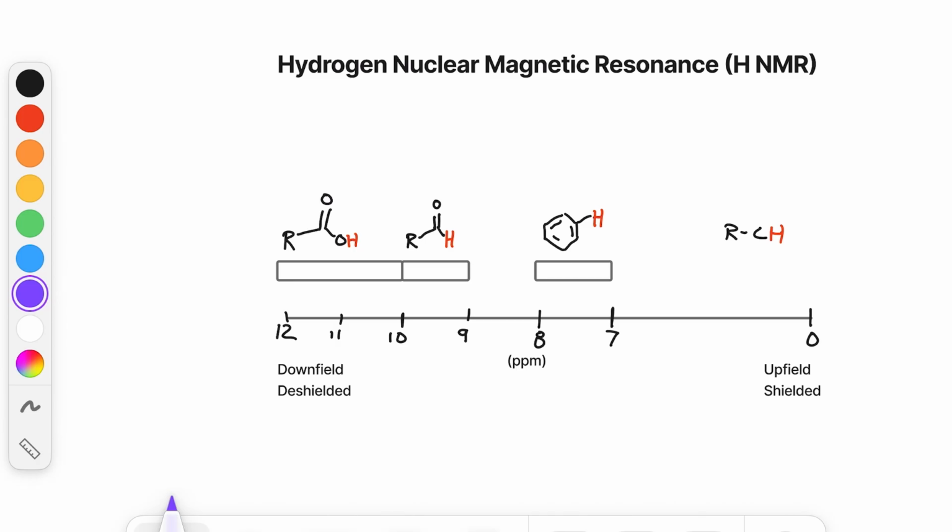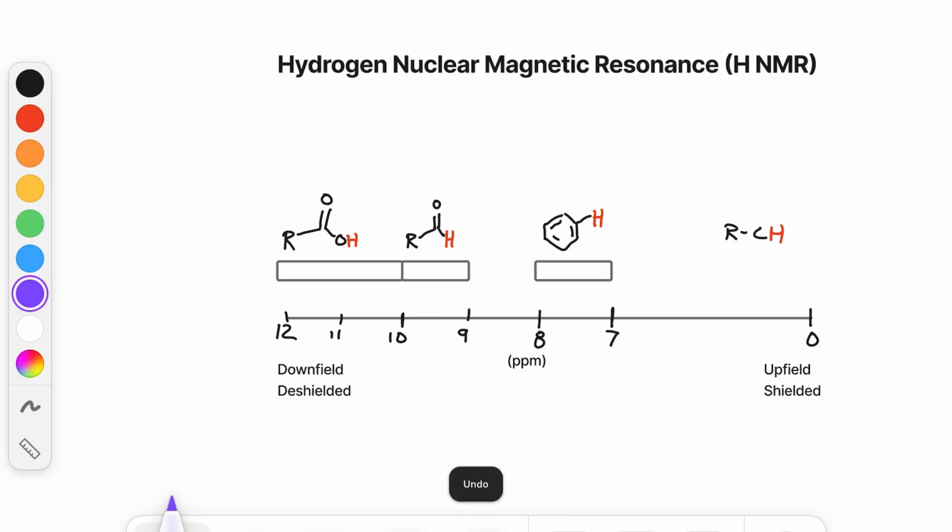Shielding is referring to the electron density. The electrons surrounding the hydrogens provide a, quote, shield. If any hydrogen is attached to an alkane, like this example on the right, it does not have any atoms that are going to withdraw electrons from it. There aren't any oxygens, nitrogens, or fluorines attached to it that are going to withdraw those electrons away. So the hydrogen on the alkane is going to retain its electron density and is therefore going to be shielded.